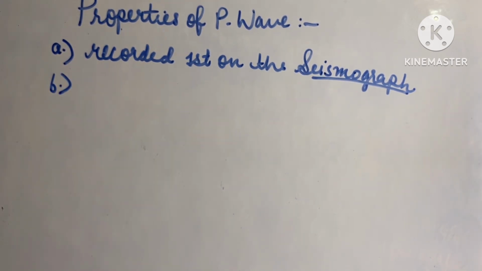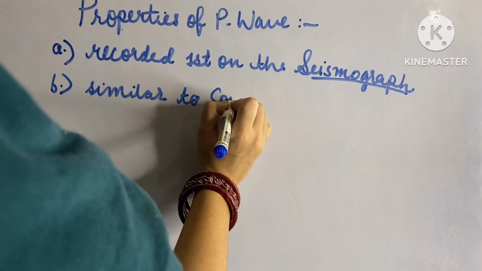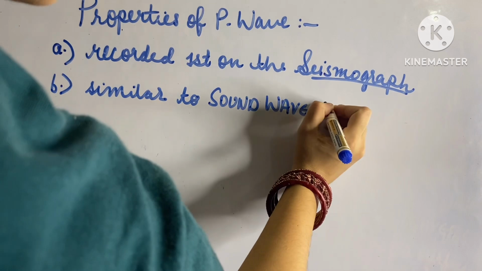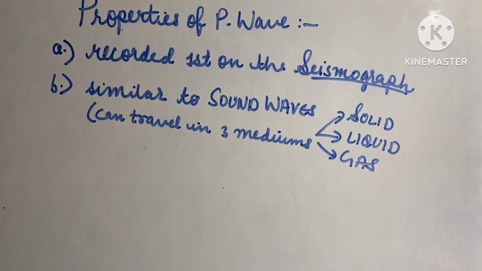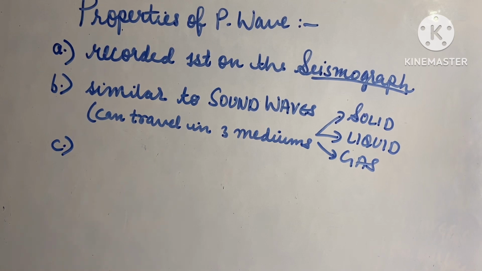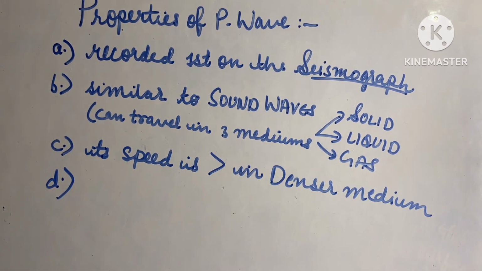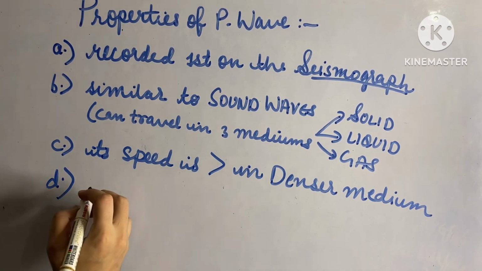Second property is that it is similar to sound waves, as it can travel in all three mediums. And third, the speed of the P wave is greater in the denser medium. Fourth point is that P waves undergo compression and rarefaction.